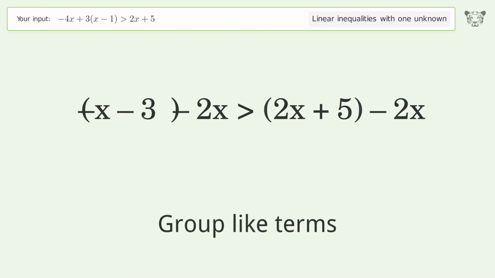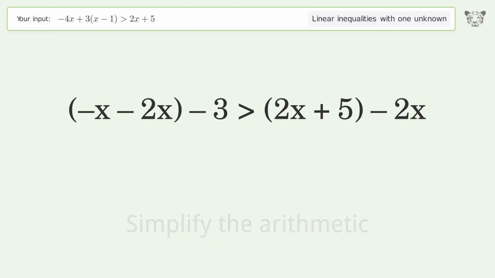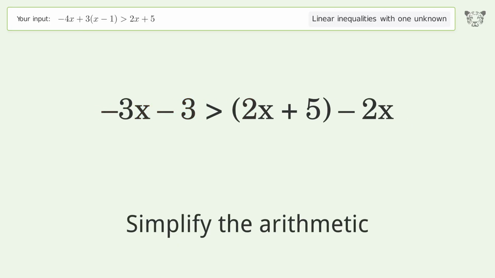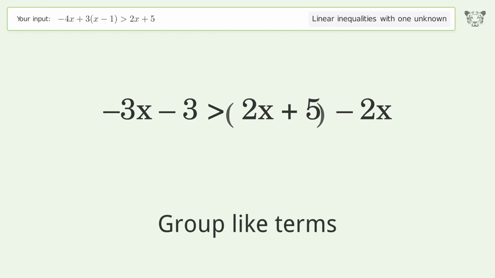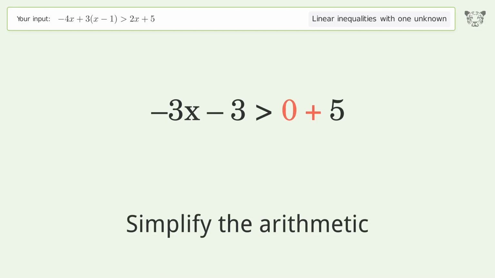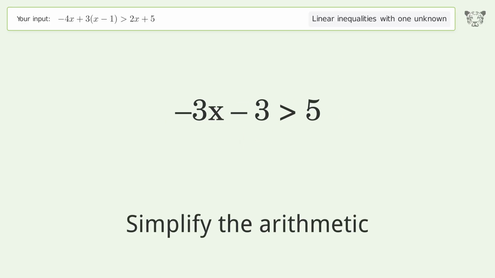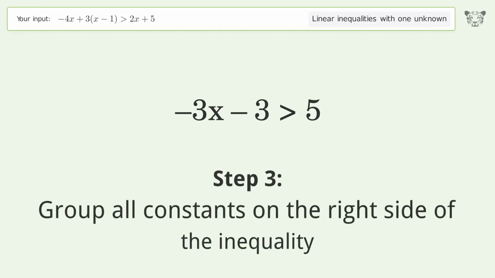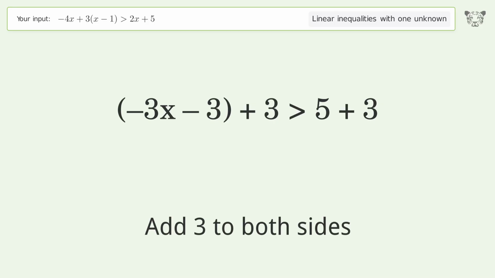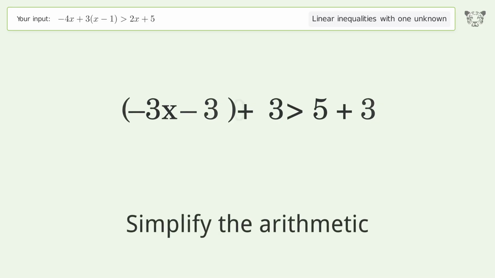Group like terms. Simplify the arithmetic. Group like terms. Simplify the arithmetic. Group all constants on the right side of the inequality. Add 3 to both sides. Simplify the arithmetic.